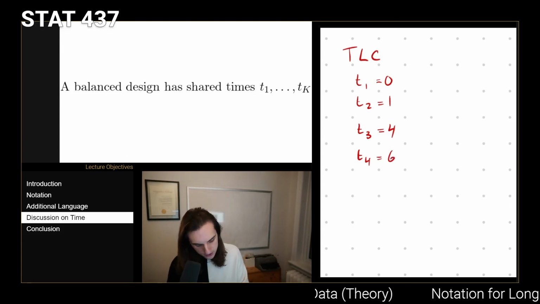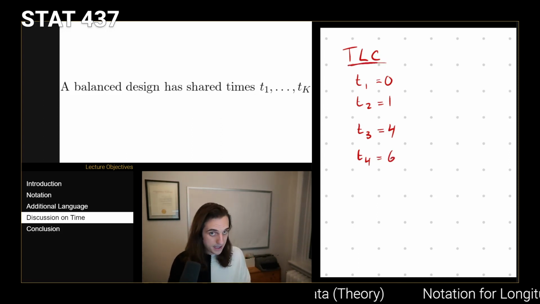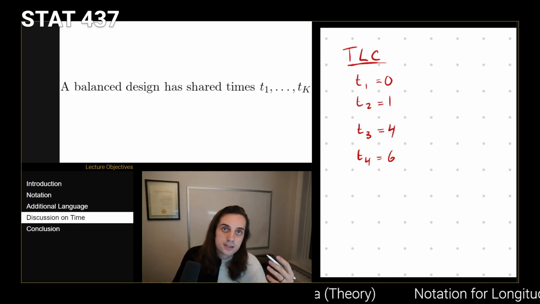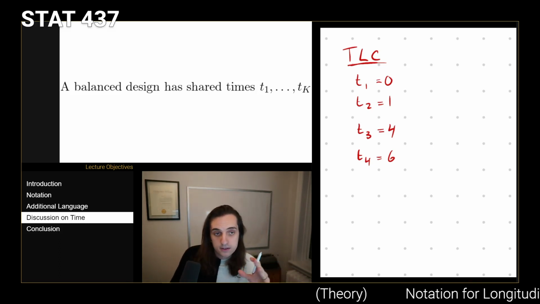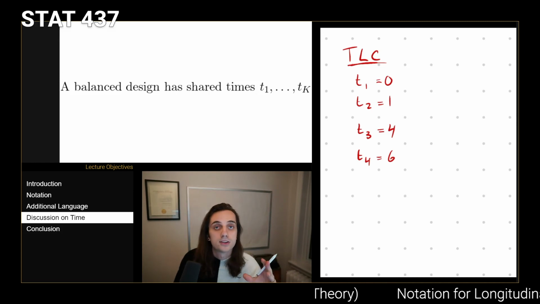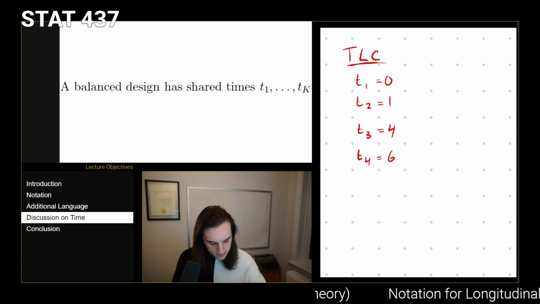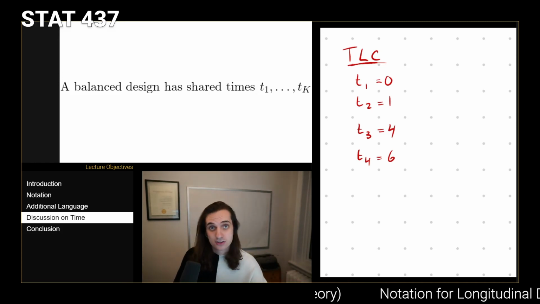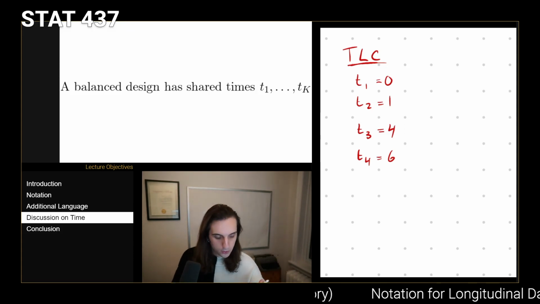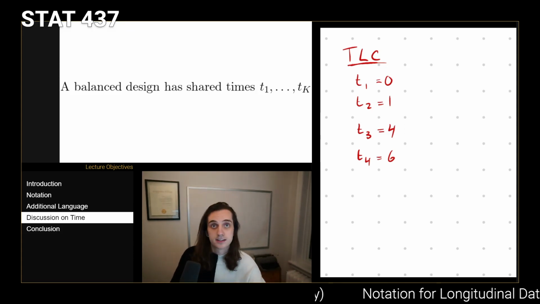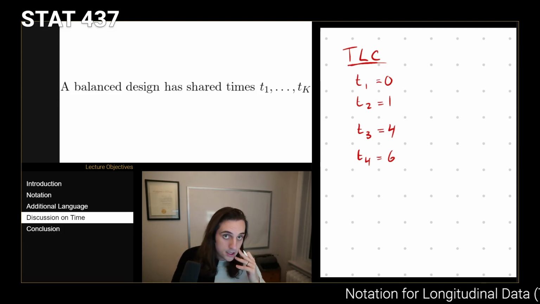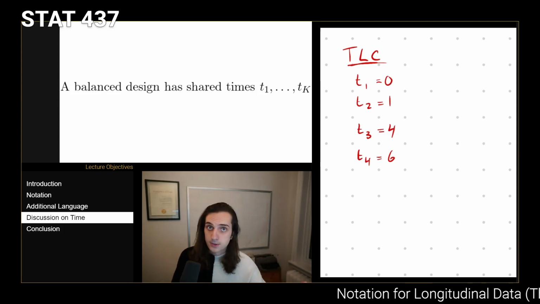Now, we've already briefly talked about the difference between balanced and unbalanced data, but I also want to discuss the fact that there's countless ways that we could talk about the time in a study. So here we're talking about a very discrete time scale where we're measuring the number of weeks, right? And so that's going to be a discretized version of time. But we could also think about a continuous time, right?